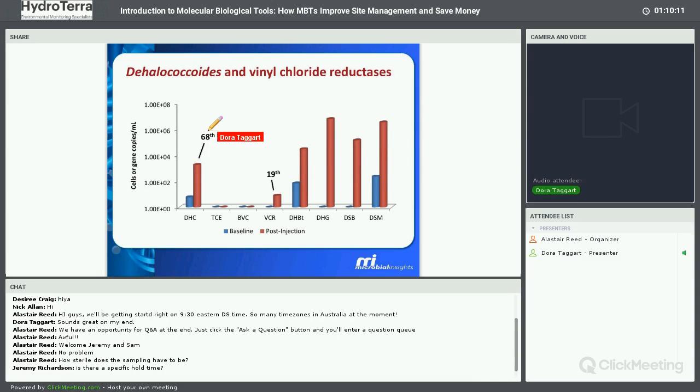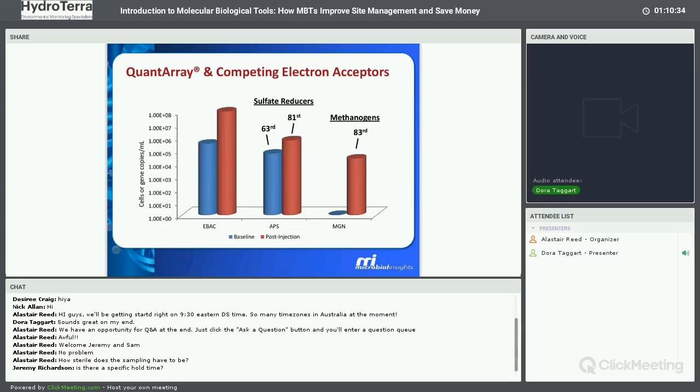So let's look over here at our Dehalococcoides, and this is a vinyl chloride reductase gene found in some strains of Dehalococcoides. So just post-injection, we're already almost to that 10 to the 4 mark, and we're now at almost 70% higher compared to other sites around the world. We also see that vinyl chloride reductase gene is now being detected. So with this Quantarray data, we can also start to see what may be causing this case.